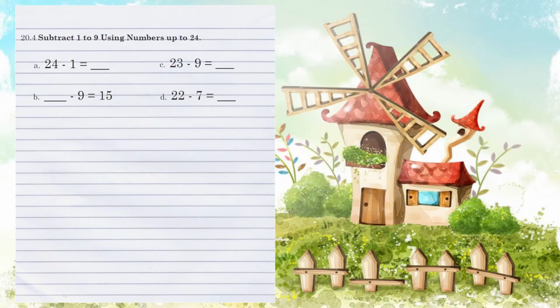20.4. Subtracting 1 to 9 using numbers up to 24. Example A. 24 minus 1. I take 1 item away from 24 items. I'm going to have 23 items.